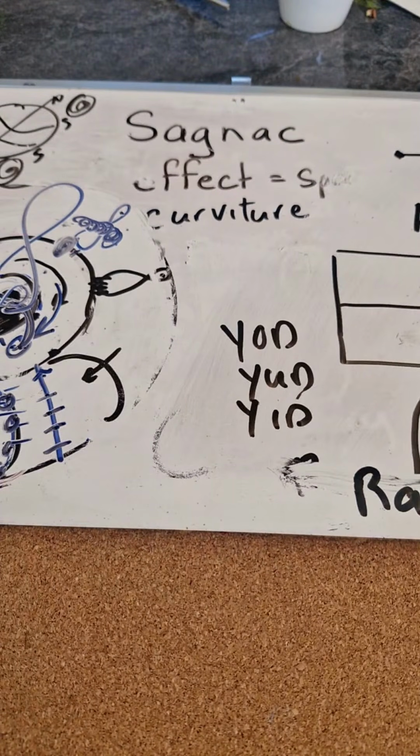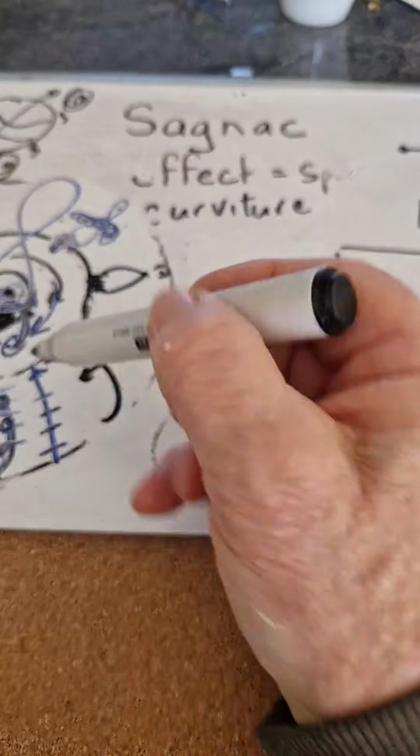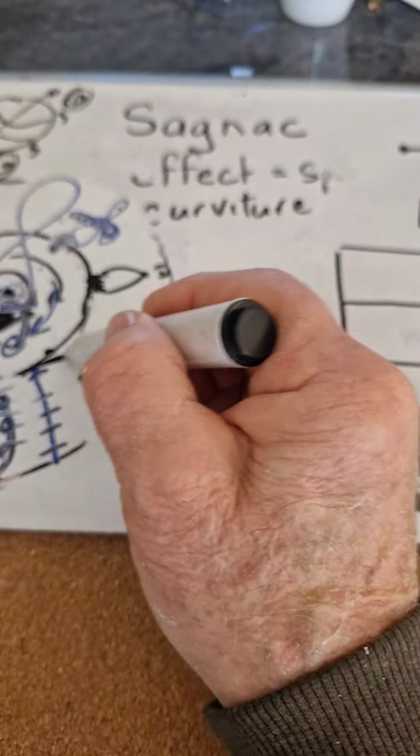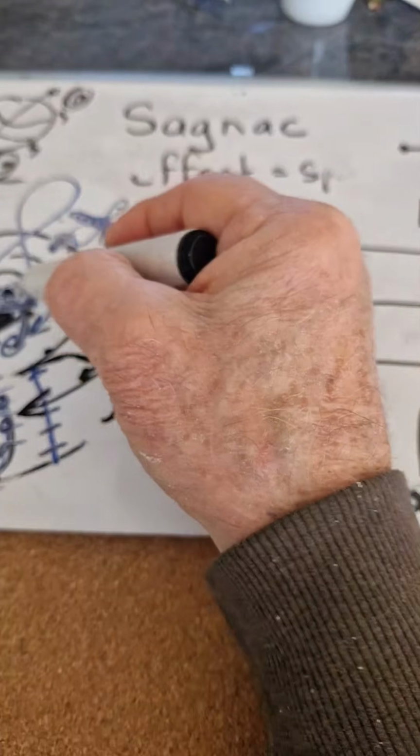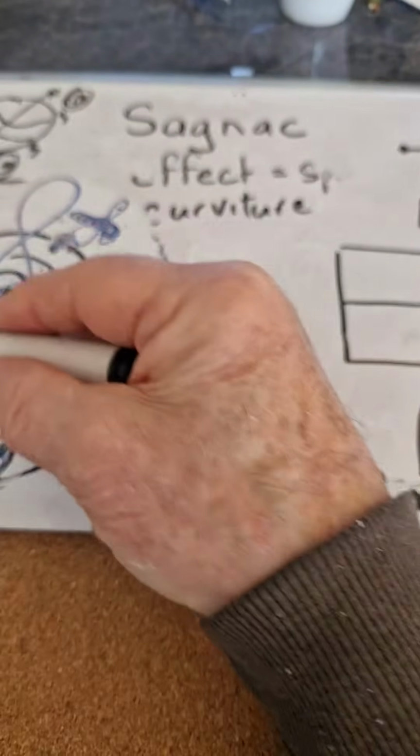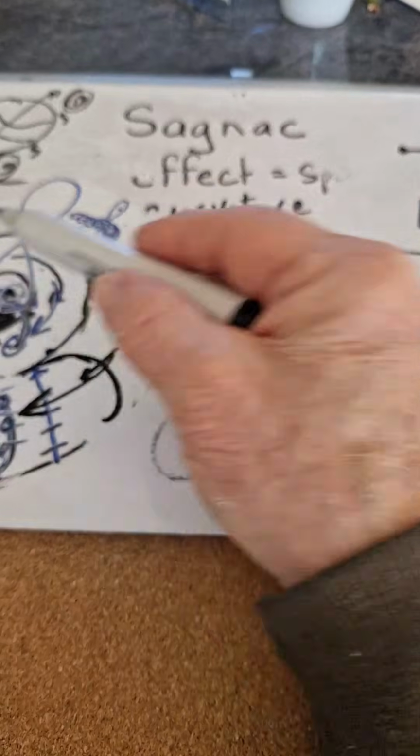Okay. So space-time curvature is the magnetic field of the Earth that's continuously flowing around the Earth as it comes out of the center Arctic. 15 degrees per hour.